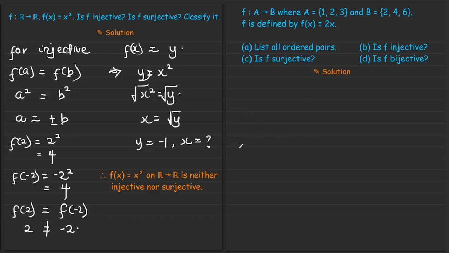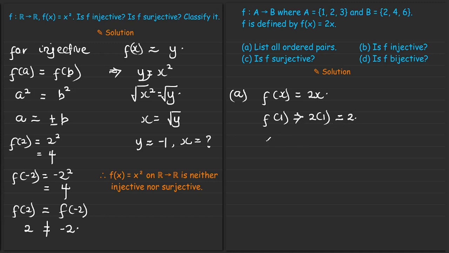So our solution, let's start with the first one. We want all the ordered pairs. We know our function is giving us f of x equals 2x. So our f of 1 is going to be 2 times 1. We are taking the x's from our domain. This is our domain, and this becomes our codomain. So 2 times 1 is going to give me a 2.